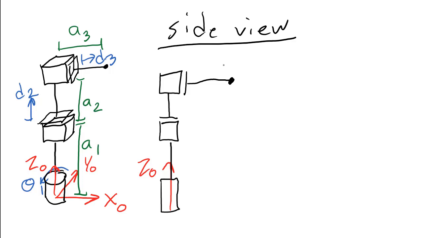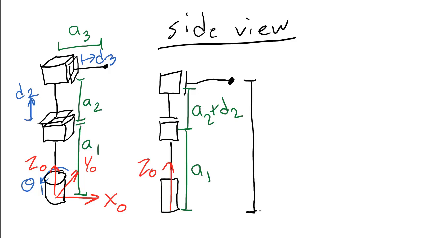Next, I want to label everything that I know here. Now, since I'm only paying attention to the z-axis, I'm only going to label my vertical distances. A1, A2 plus D2 here. And then this entire distance here is the z position of the end effector. So I'm trying to come up with an equation that says D2 equals something, where the something is all things that I know.